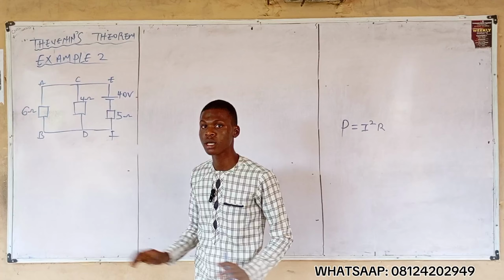Alright, Thevenin's theorem, example 2. The steps remain the same. The question says: calculate the current in the 6 ohm resistor and the power in the 4 ohm resistor.